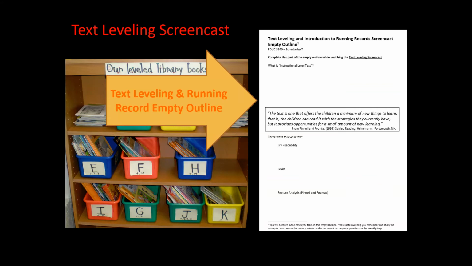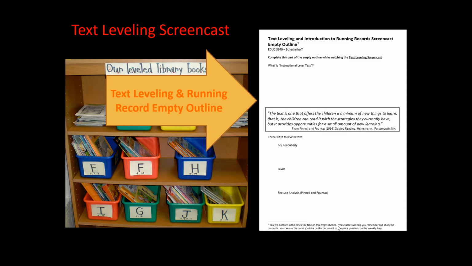Hello, this is Carrie, and we're going to think a little bit about text leveling. To help you take notes during this screencast, you'll want to pull up and print off the text leveling and introduction to running records screencast. This screencast will just work on the first part of this empty outline.